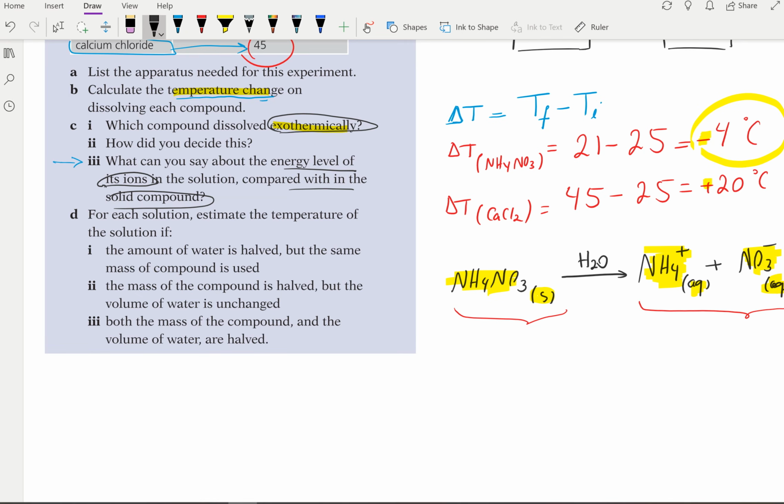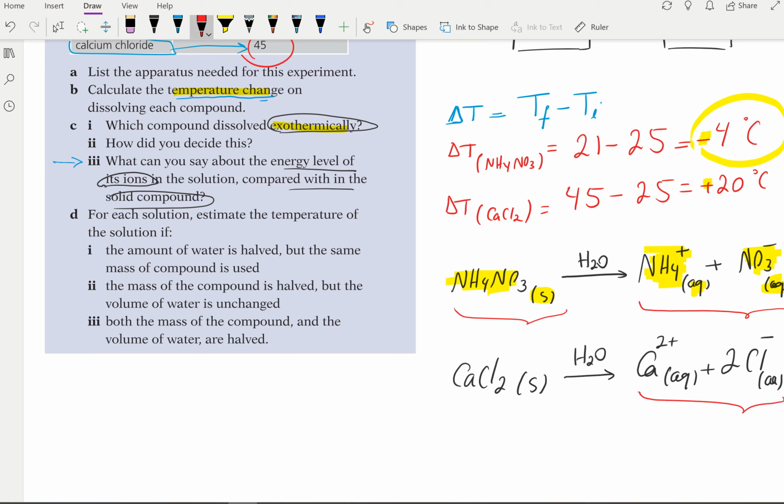Same as ammonium nitrate, calcium chloride is solid, it's an ionic compound. When we dissolve it in the water, cation and anion separate from each other. So the cation is Ca2+, aqueous, to show it has dissolved in the water, and it has two chloride ions, aqueous. Because this reaction is exothermic, the energy level of the products, the ions in the solution, would be lower than the energy level of the reactant, the ions inside the solid compound.